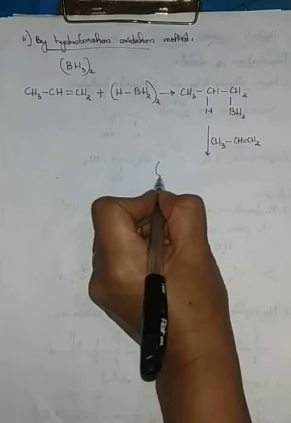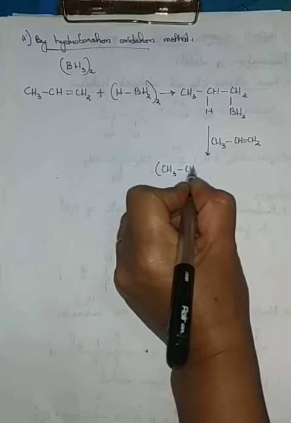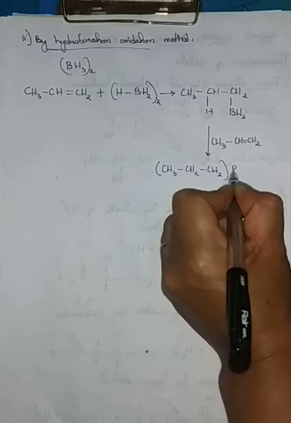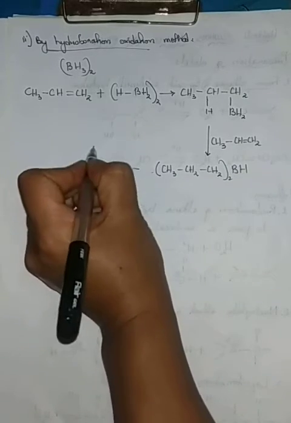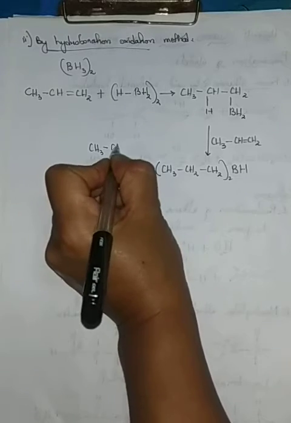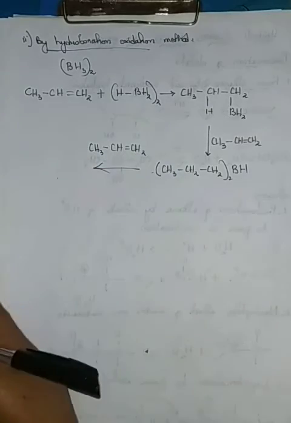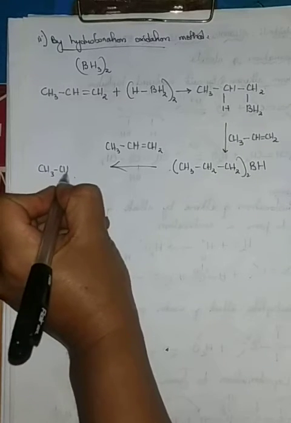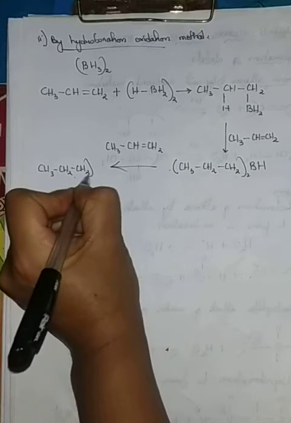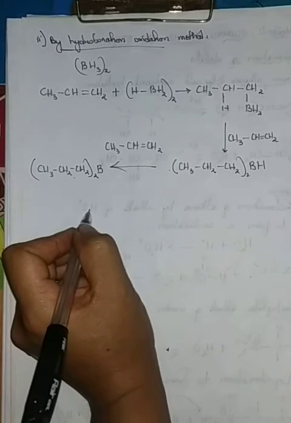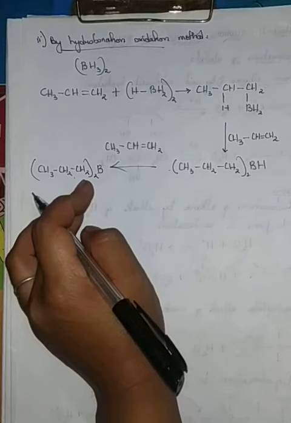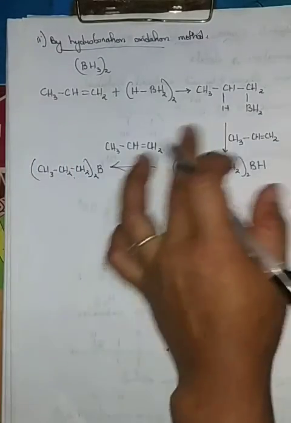It reacts with another molecule of alkene to give another addition product, (CH3CH2CH2)2BH. Now again it will react with a third molecule of alkene to give the third addition product, (CH3CH2CH2)3B. This is the trialkylborane, the third addition product that we get when diborane reacts with three molecules of alkene.